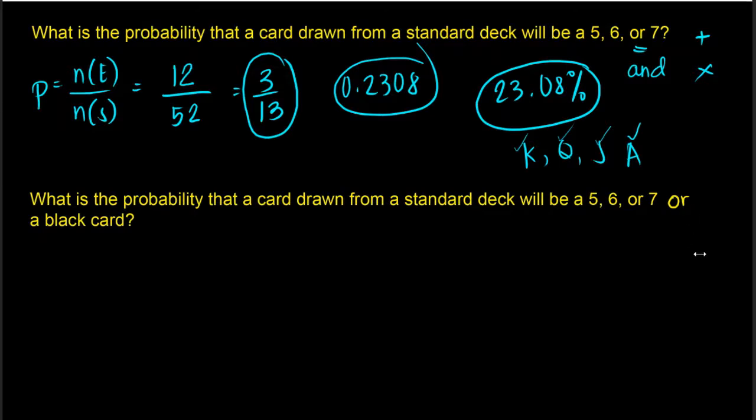Anyways, what is the probability that a card drawn from a standard deck will be a 5, 6, or 7, or a black card? Okay, so what is going on here? What you want to get is either a 5, a 6, or a 7. You don't care if it's black or red. Or, it can also be black. So, if you get a red 5, you're happy.